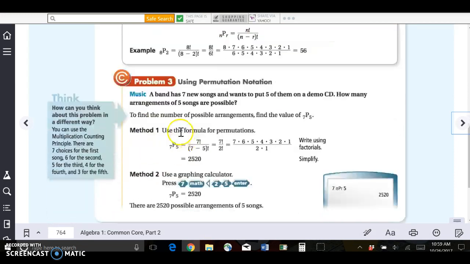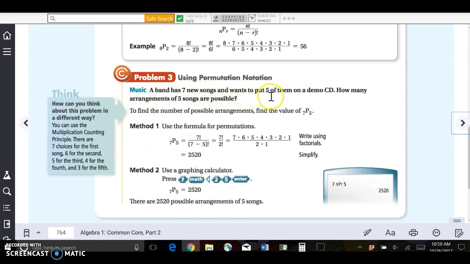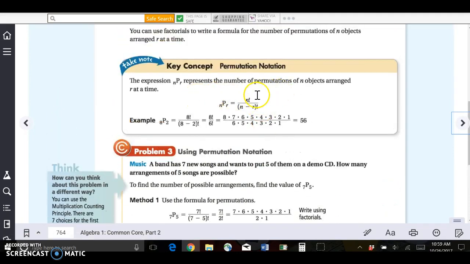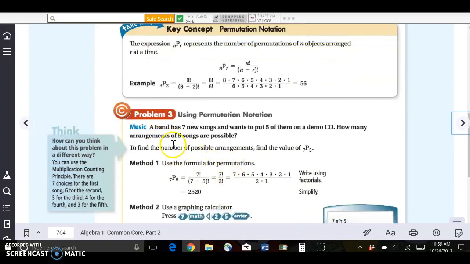It says, a band has 7 new songs and wants to put 5 of them on a demo. So here we have the thing that they were talking about up here. We have 7 objects, which are songs, so 7 new songs, and it's arranged in a group of r, which will be my 5. So how many arrangements of 5 songs are possible? So to find the number of possible arrangements, find the value of 7P5. And so the formula says that it's 7 factorial divided by 7 minus 5 factorial.